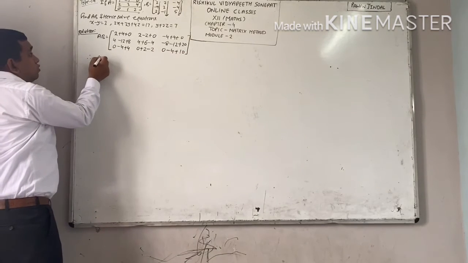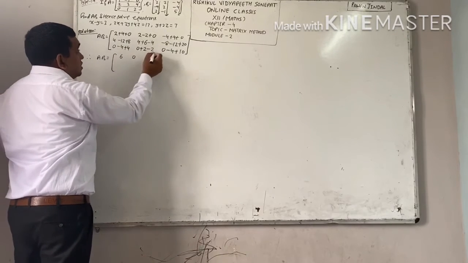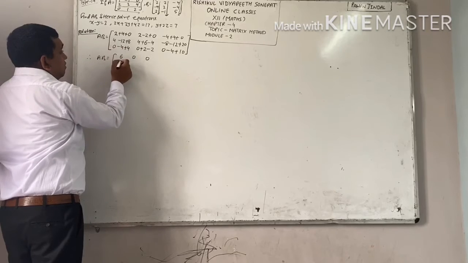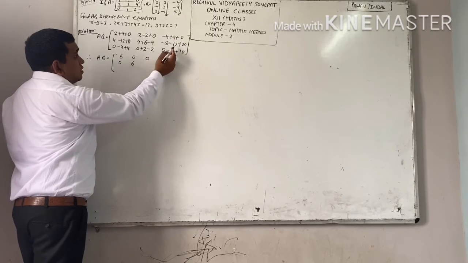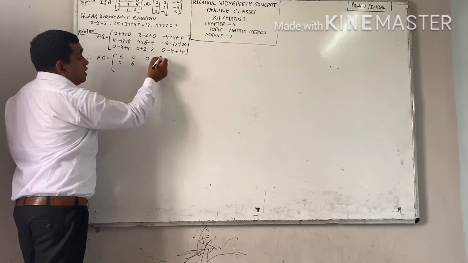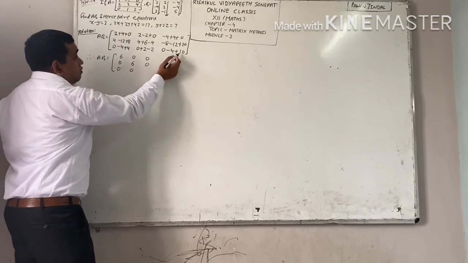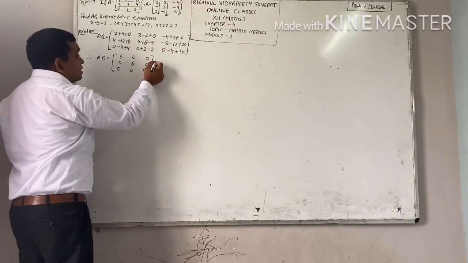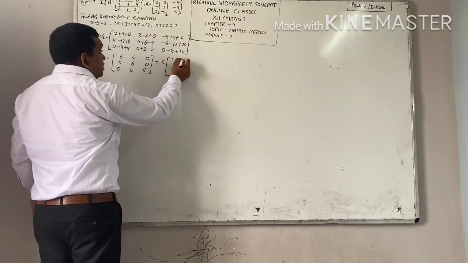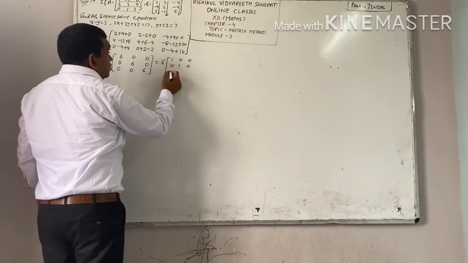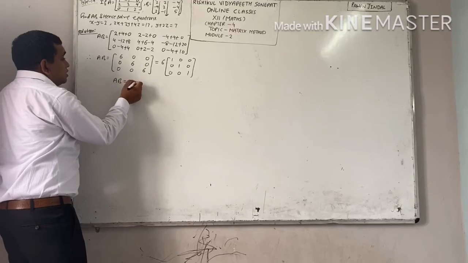Therefore AB equal to, this is your 6, 2 minus 2, 0. This is also 0. 4 plus 8, 12. 12 minus 12, 0. 4 plus 6, 10. 10 minus 4, 6. Here minus 8 minus 12, minus 20 plus 20, 0. This is again 0. 2 minus 2, 0. 10 minus 4, 6. And from here you can see 6 is common. What is that? 1, 0, 0, 0, 1, 0, 0, 0, 1. This is equal to I. Therefore AB equal to 6I.